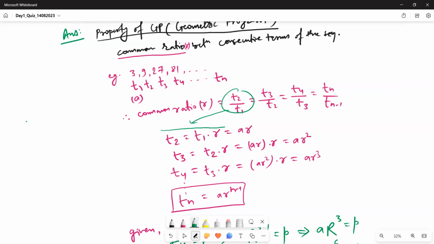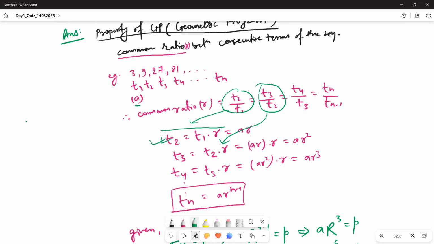So T1 is also written in the form of A. So T2 will be A times R, right? Now from this one, when you transpose T2 to the R side, you get T3 equal to T2 times R, and we have already calculated the value of T2, so we'll substitute it here. T2 is A times R, so we get A times R squared.